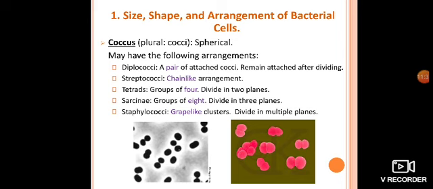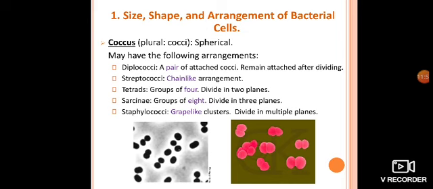Tetrads are groups of 4 divided into 2 planes, and sarcinae are groups of 8 divided into 3 different planes. And last, it is called staphylococci. Now, the staphylococci are simply arranged like your grapes.